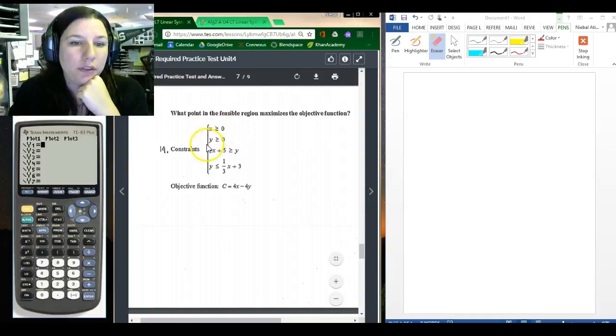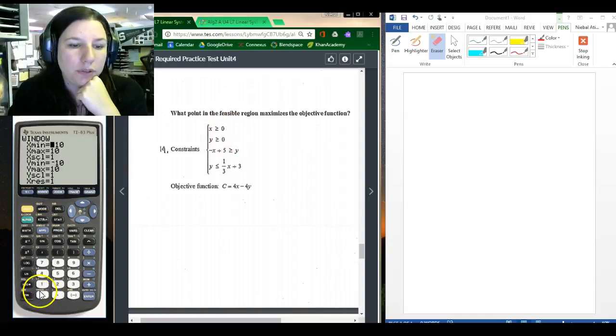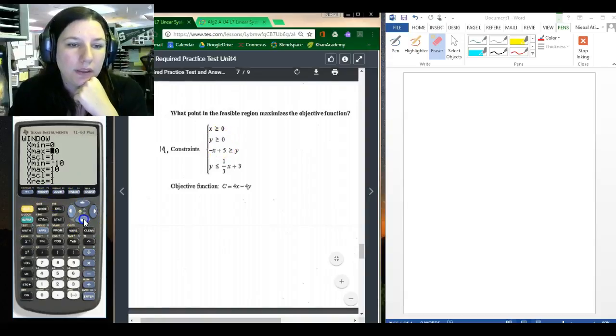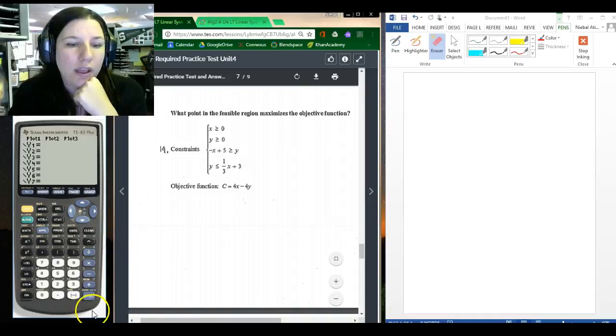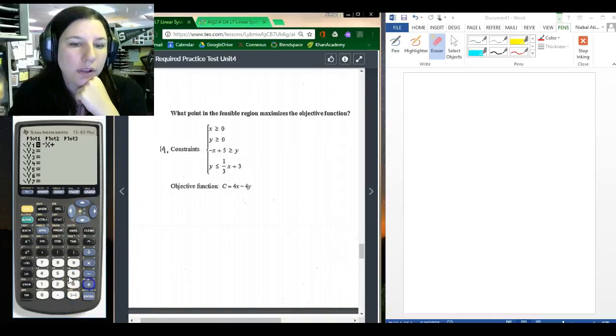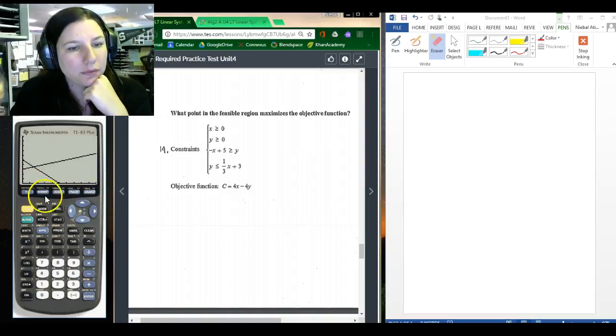So I want x is greater than 0. For that one, I'm going to make my window start at x equals 0, just so it doesn't show anything else. Y is greater than 0, we'll do the same thing there. Our minimum will be 0, and then we want bigger than that. Then I can go to y equals. I've got negative x plus 5, and then 1/3 of x plus 3.